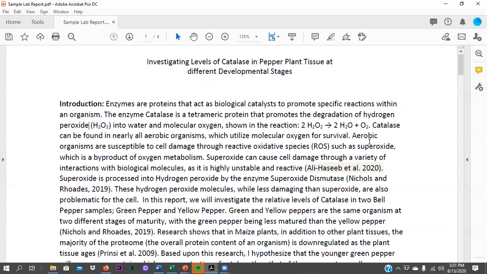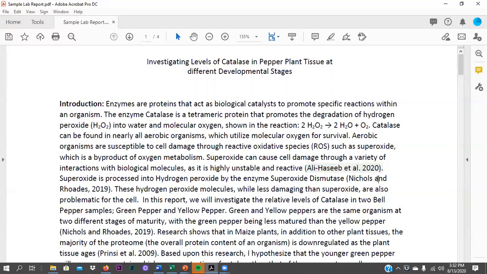Some relevant information to this lab would be to define what catalase is, what it does in the cell, and some more additional information. For example, here I have described that catalase is an enzyme, what its structure looks like, what it does in the cell, the reaction catalase performs, and why it is important. All the information that I stated here was found in an external source, so I need to cite this source, and I have done so here.